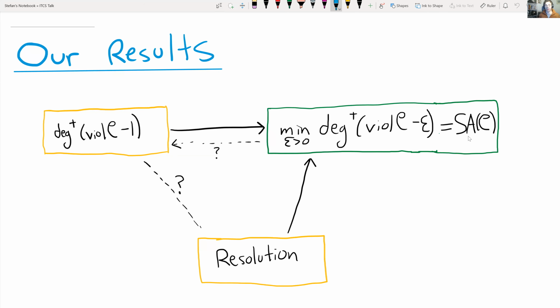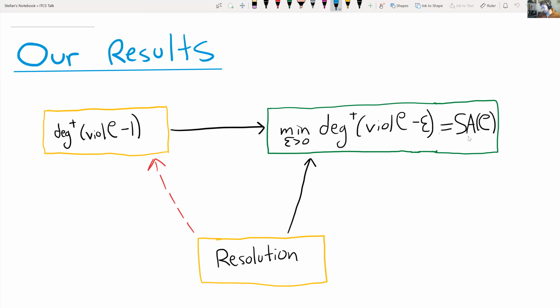So our results, well, we already saw that this Robere-like minimization of conical junta degree on the violations is equivalent to Sherali-Adams degree. So we can also ask, well, if we have conical junta degree of viol minus 1, does this actually differ from minimizing viol minus epsilon? So we know that at least it is simulated by, but can the simulation go the other way? And we answer that negatively.